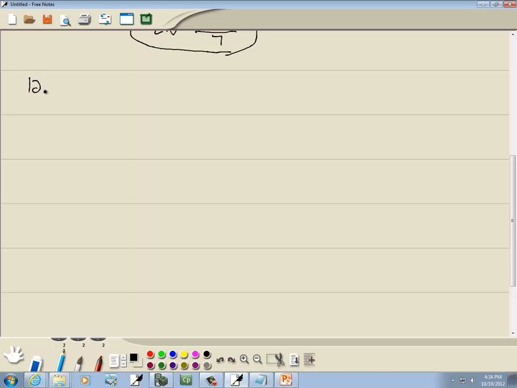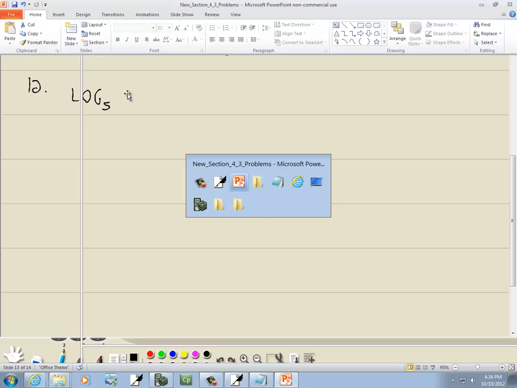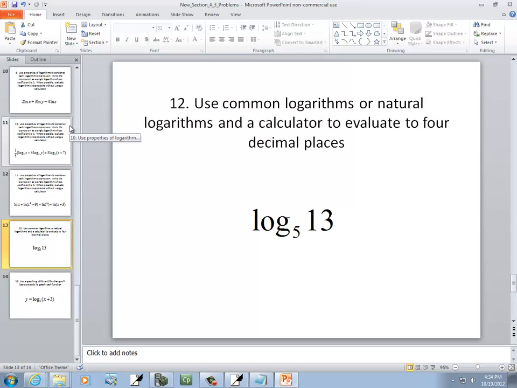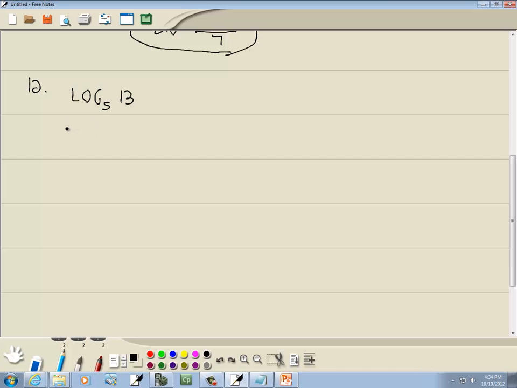Now the next two we saw in a previous lesson, but let's refresh our memory. Now this says use common logs or natural logs in a calculator to evaluate to 4 decimal places. Well, we're going to use the change of base to rewrite this. So this becomes log of something over log of something. Specifically, 13 goes here and the 5 goes here.